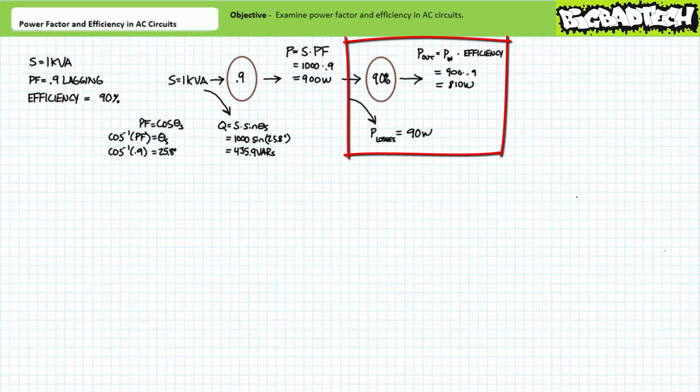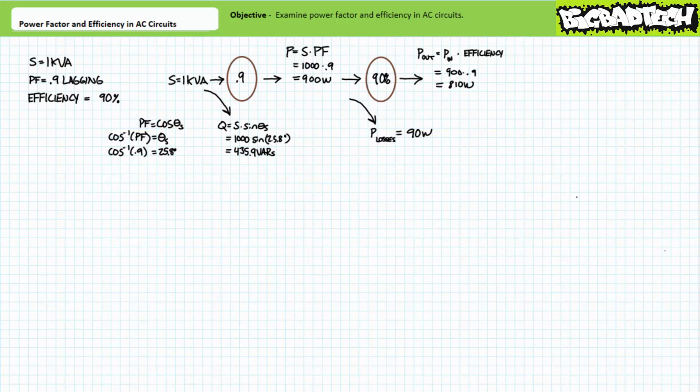Power in must equal power out. This implies that all power must go somewhere, and if it's not usable, it's considered a loss. Given 900 watts of real power is input to this 90% efficient system, 0.9 times 900 or 810 watts goes to usable power, and 0.1 times 900 or 90 watts is considered a loss. No such linearity exists with power factor.